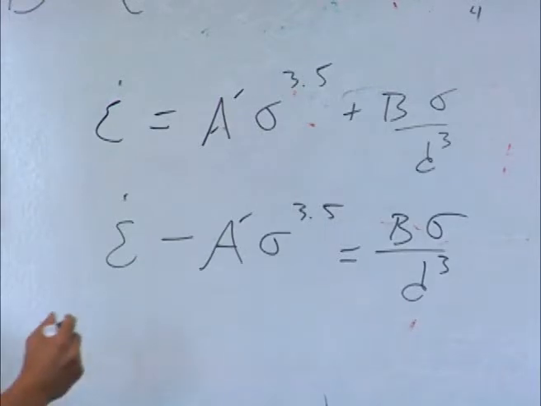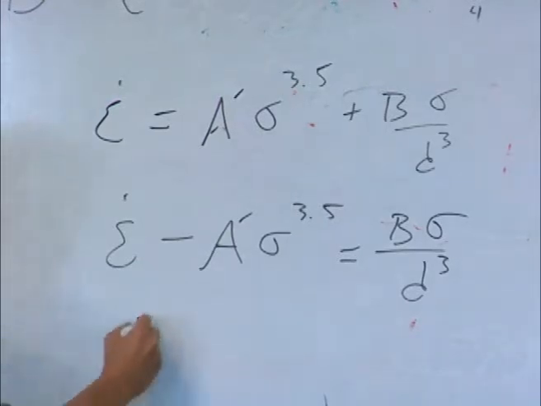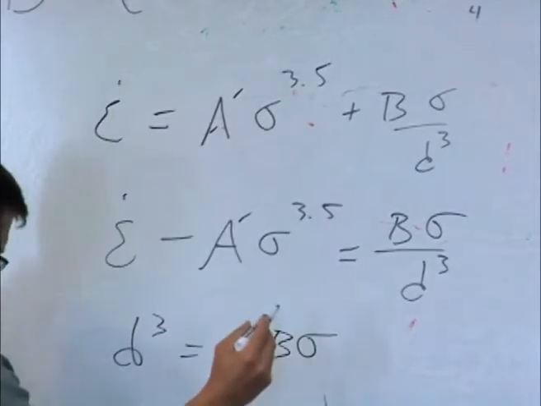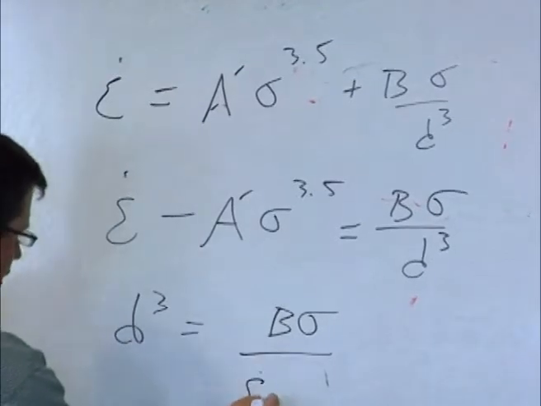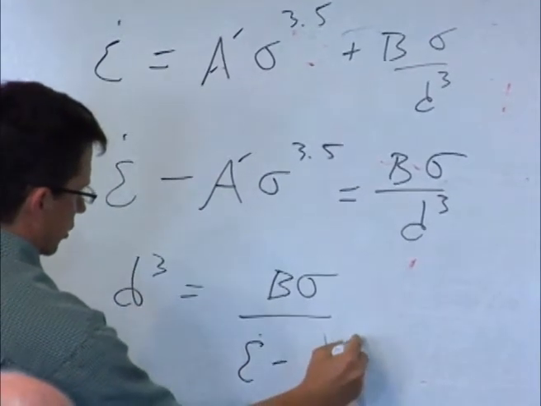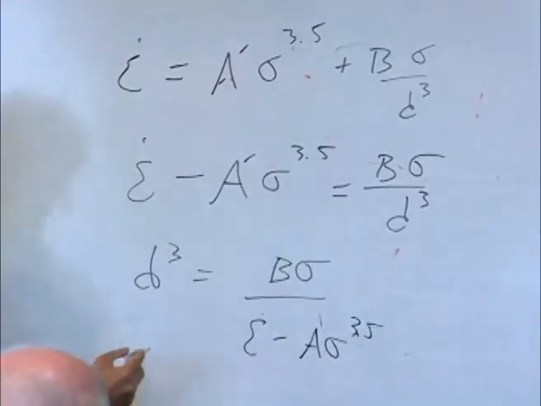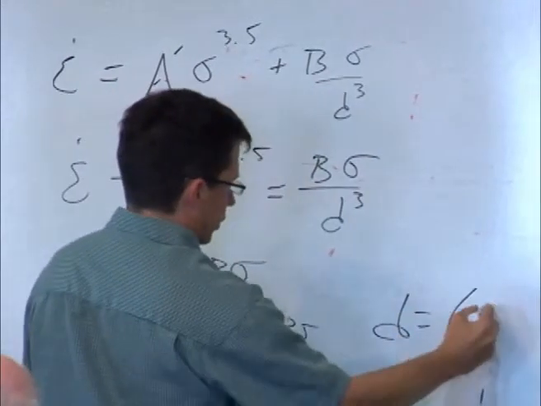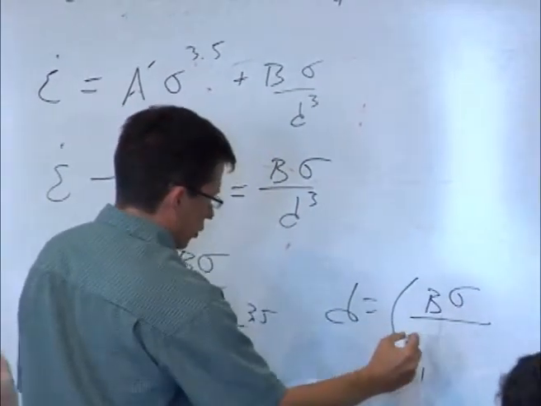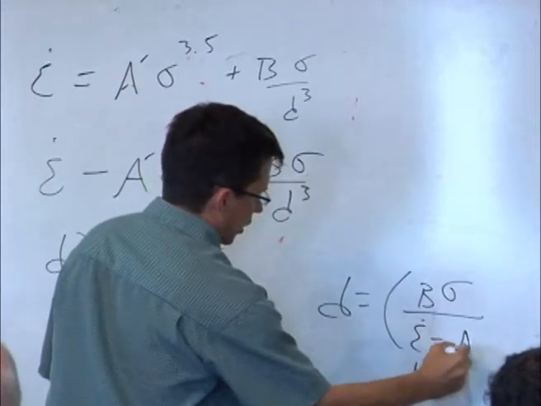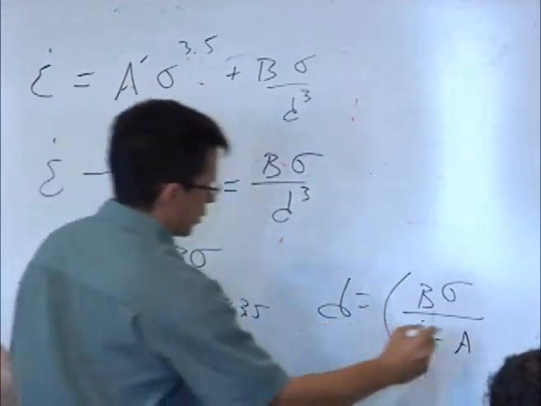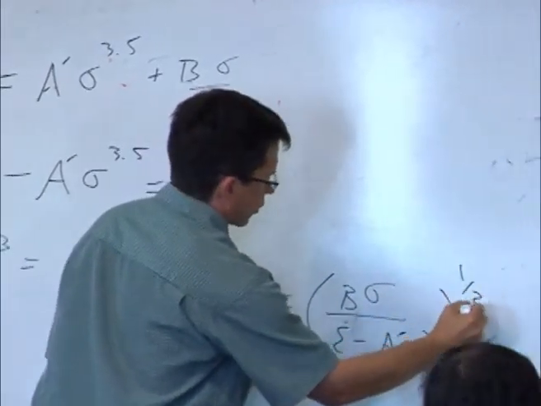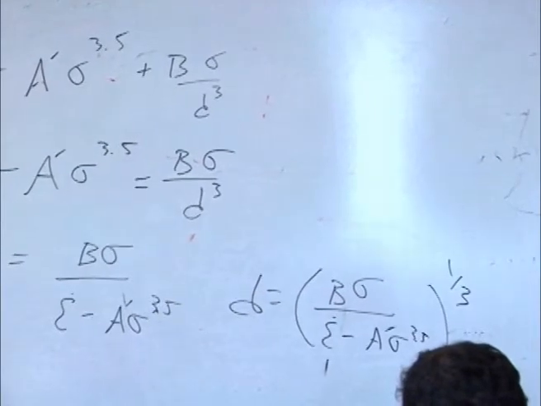All right. So then d cubed equals B sigma over strain rate minus A sigma to the 3.5. So D equals B sigma over strain rate minus A prime sigma to the 3.5, all to the 1/3. So that is going to be the thing that you're going to do now.